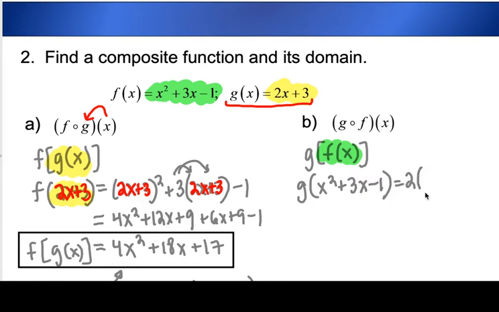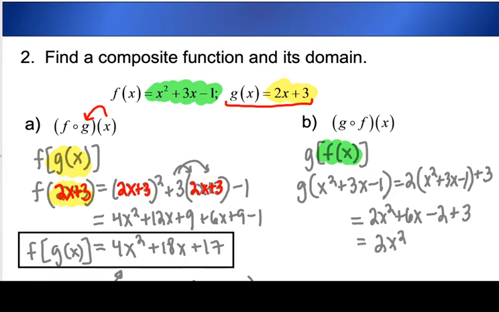So instead of 2 times x plus 3, I'm going to have 2 times the quantity x squared plus 3x minus 1 plus 3. And that's 2x squared plus 6x minus 2 plus 3, which simplifies to be 2x squared plus 6x plus 1. And that's g of f of x.